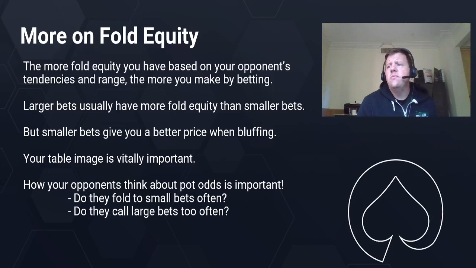Another thing that people often don't think about, or need to think about more, is how your opponents think about pot odds and fold equity themselves. So, do they fold to small bets too often? A lot of players, in my experience, let's say the pot's $100 and you bet $25, the first thing out of their mouth is, that bet's, you're trying to milk me. That's a really milky bet there. You can't be bluffing for that size. And they just think about the value range.